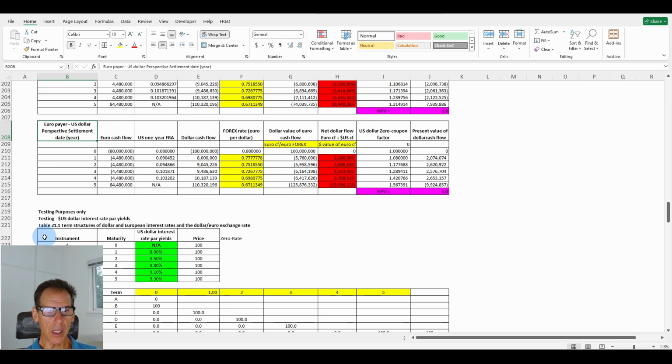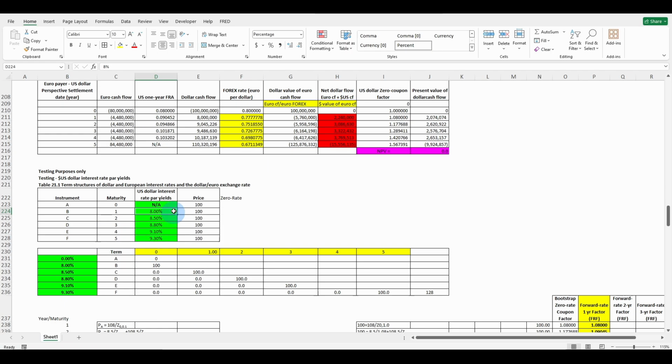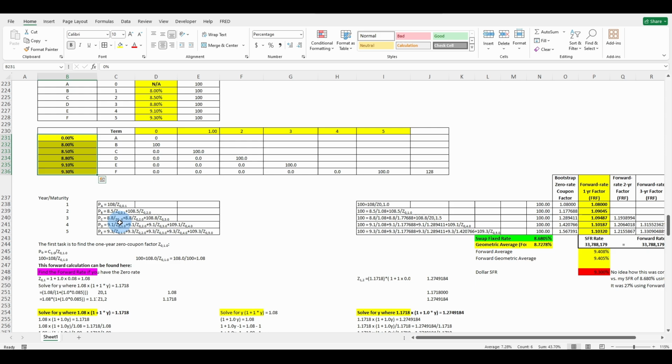Here are the US dollar interest rate par yields. This information here is given, and this is just a copy of it. All this is just the cash flows. Here is our bootstrap. I'm not going to go through the details here. We've gone through this. If you're stumbling, move forward.